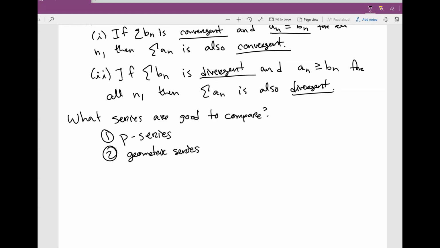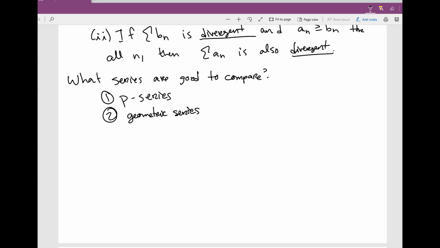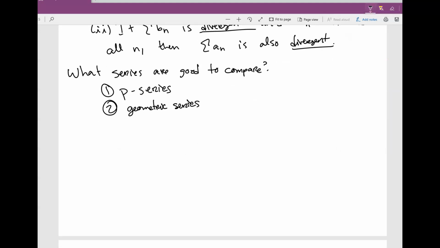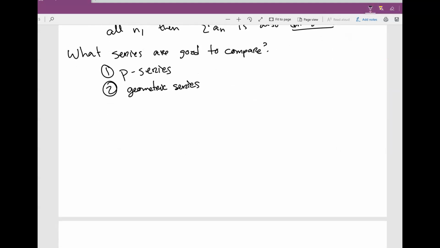There are some problems where you might want to compare a function to something else, and then you might have to use the integral test. But these are really good to compare with. So let's just do a couple of problems so that we can get a taste of what this really looks like.